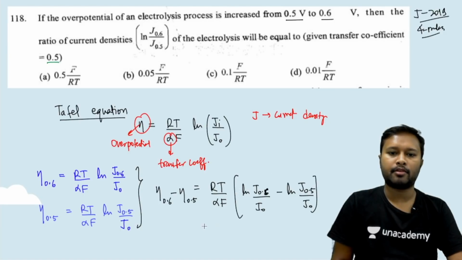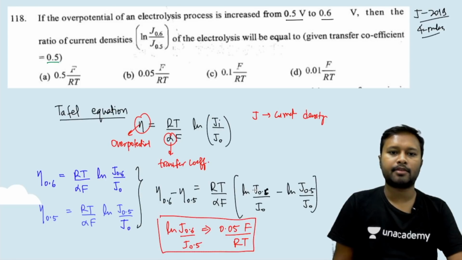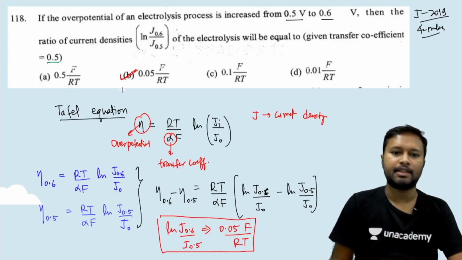So if you look upon the question, the answer which you are going to expect in this is going to be 0.05 F upon RT. Okay, so that's what is going to be the value of ln J 0.6 upon J 0.5. So the correct option comes out to be option number B.